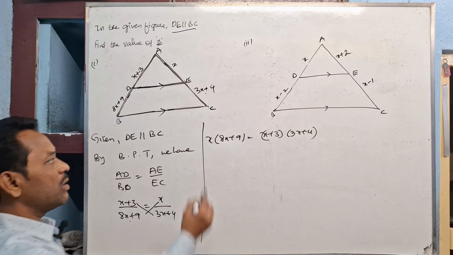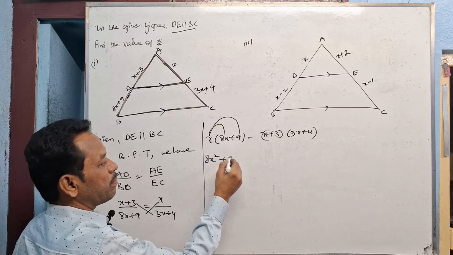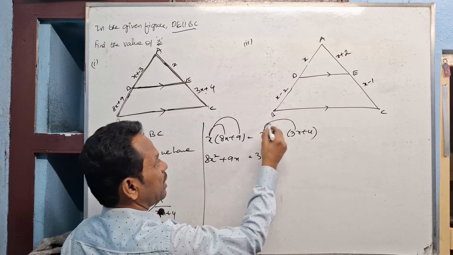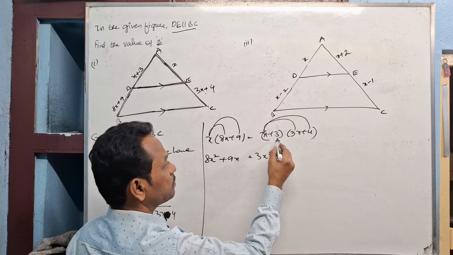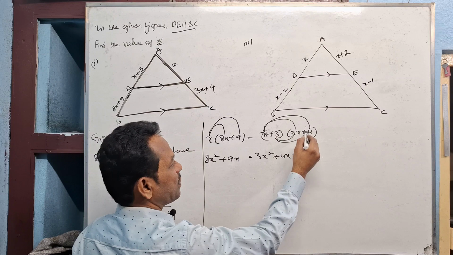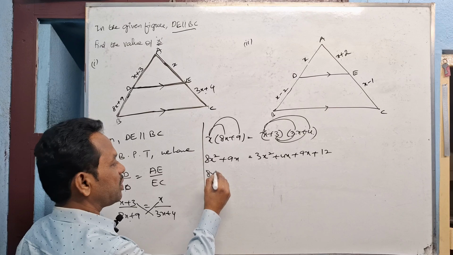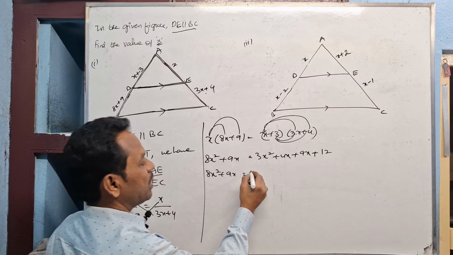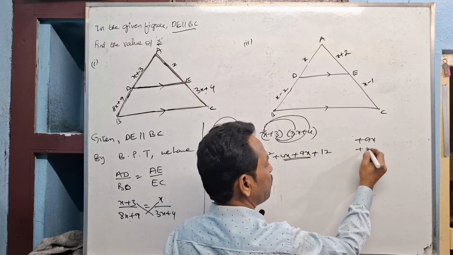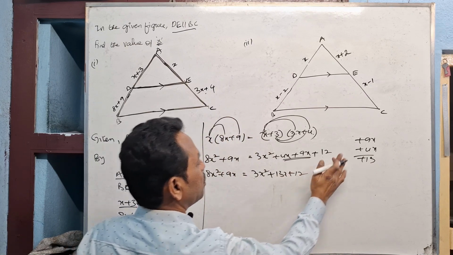Now let me open the bracket. So x into 8x is 8x square, x into 9 is 9x equal to, then x into 3x is 3x square, x into plus 4 is plus 4x, then next plus into plus plus, 3 into 3 is 9x, again plus into plus plus, 3 into 4 is 12. Now this as it is 8x square plus 9x equal to 3x square. Now these two are like terms, plus 9x plus 4x, we'll get plus 13x. So we'll get plus 13x plus 12.